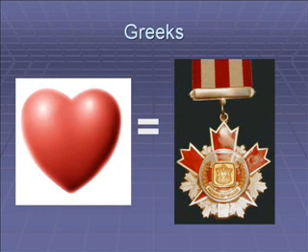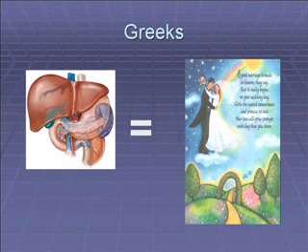An example of how these symbols might change across cultures is that in ancient Greek culture, the heart was not the organ associated with love. The heart was the organ associated with courage, whereas it was actually the liver that the Greeks associated with love.